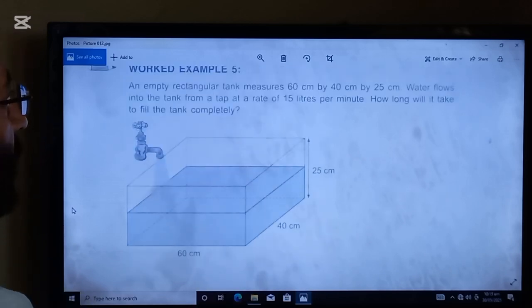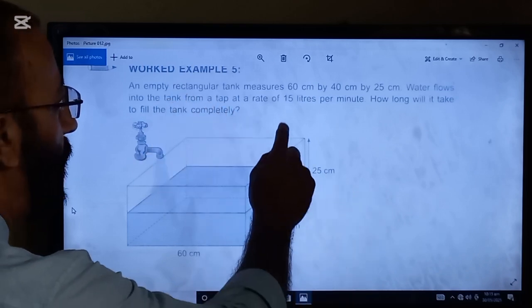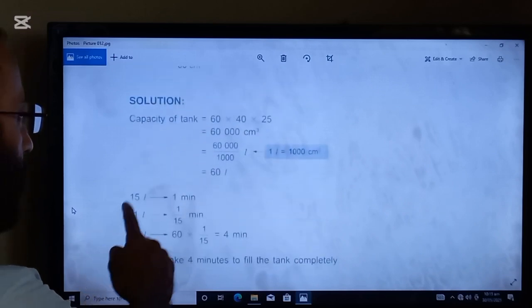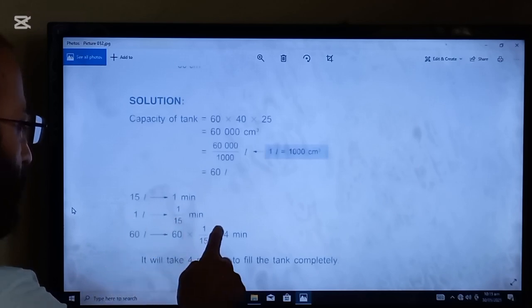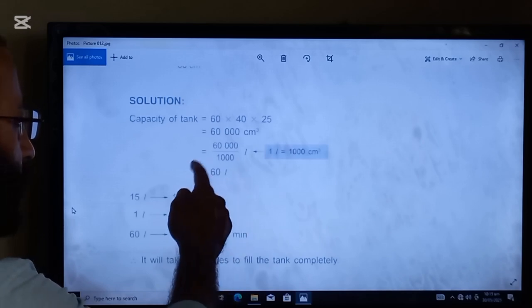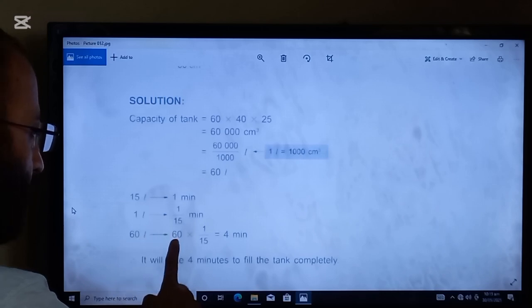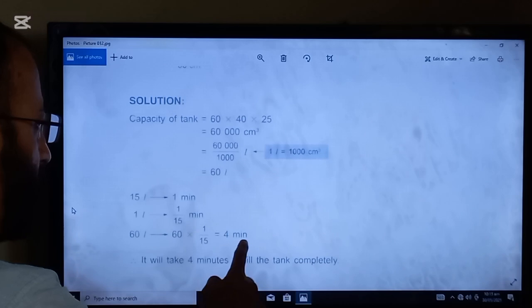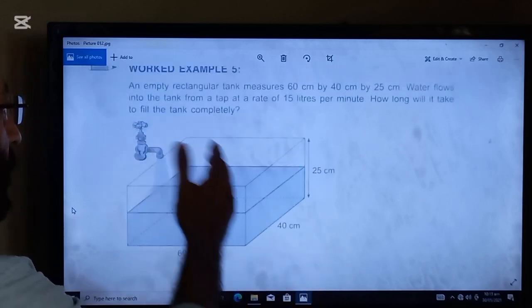So now it is given that the tap is putting water at the rate of 15 liters per minute. So look, 15 liters require 1 minute. 1 liter will require 1 by 15 minute because 15 will go to the denominator of 1. And we require 60 liters to fill the tank. So multiply 60 on both sides. So 60 liters is equal to 60 multiplied by 1 by 15. After cancellation, you will get the answer. So 4 minutes are required by the tap to fill the tank.